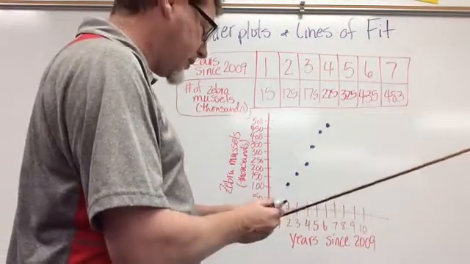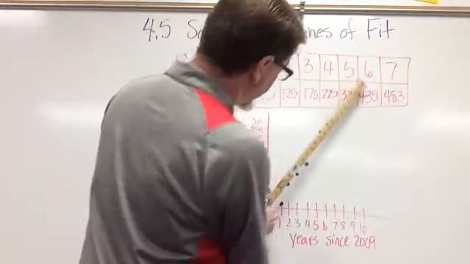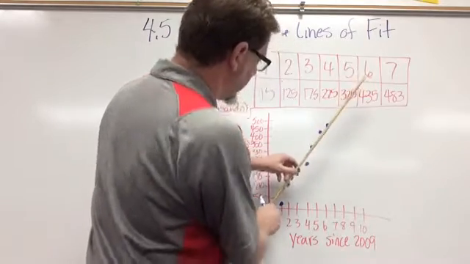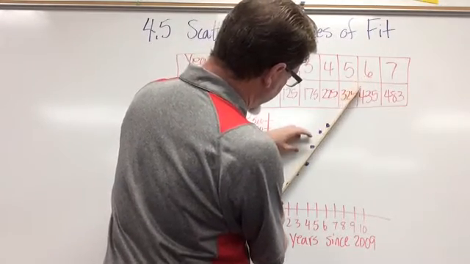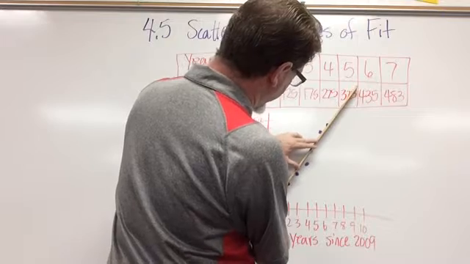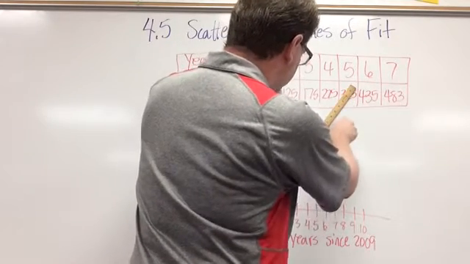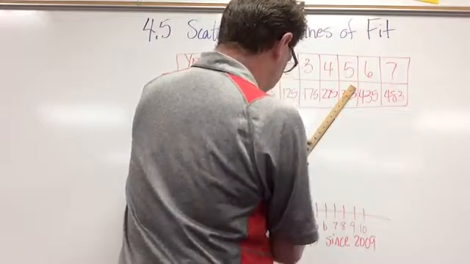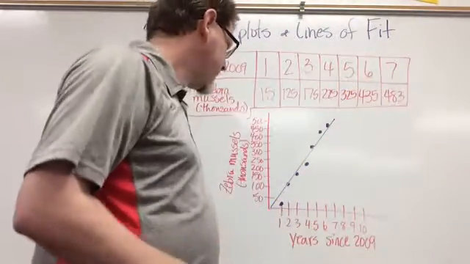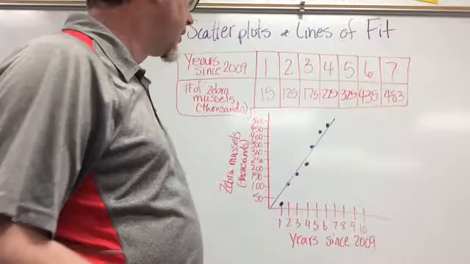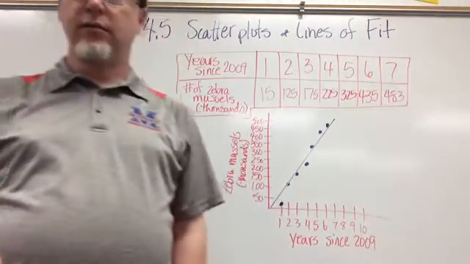And so I just put my ruler here, and try to get as many. It's kind of hard to see since this ruler's so fat. As many below as there are above. So I'm going to draw it right here. And I have a few below and a few above, and so that would be a good line of best fit. Okay?